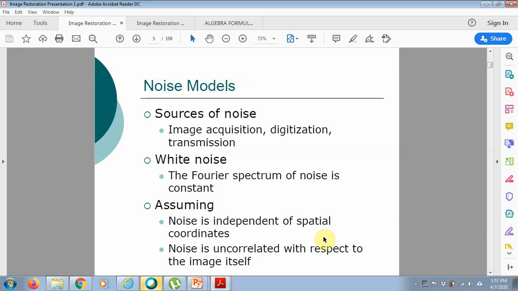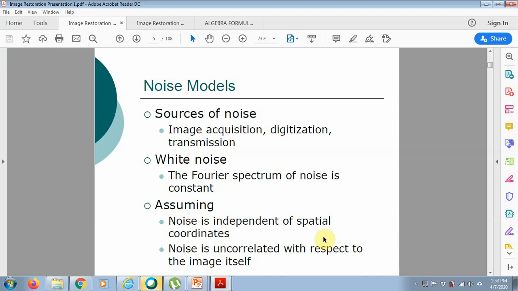While transmitting over a long distance, from one end to another, from source to destination, I can have additive noise in my input image. The source can be anything, right from the acquisition up to transmission and display of an image. So there is white noise.